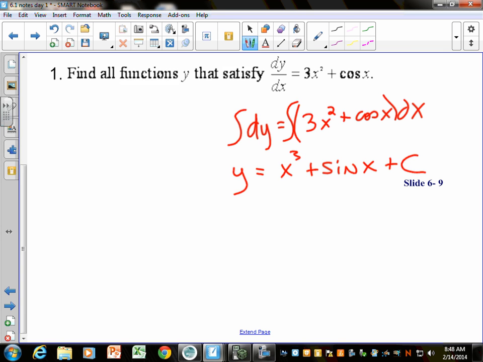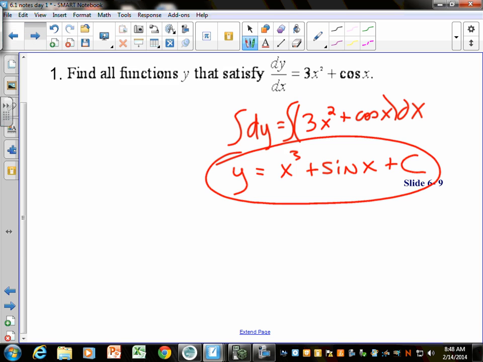So when it says find all functions, that's all functions because c could be any constant. So really not brand new, but the difference is now we're thinking about separating the dy dx, and when we integrate dy, then that's where we get y. That's cool, right? Easy? It is easy, so I guess that means it'll get harder. Not too bad today.